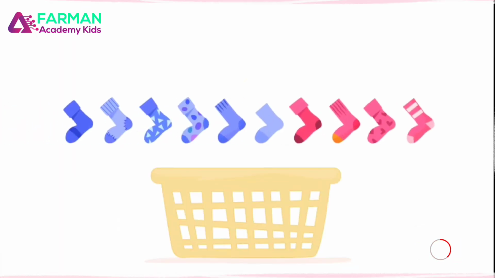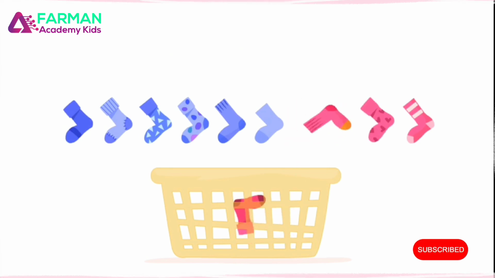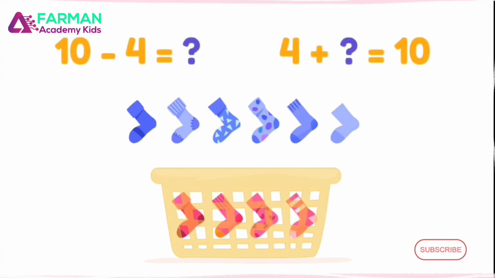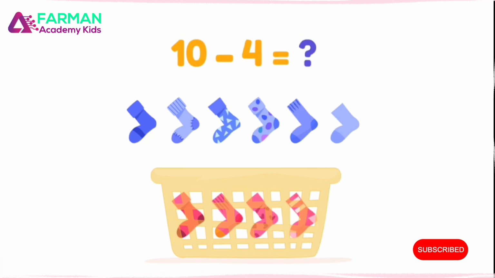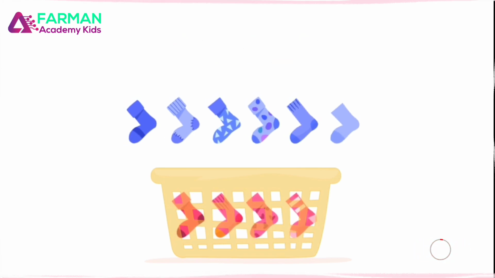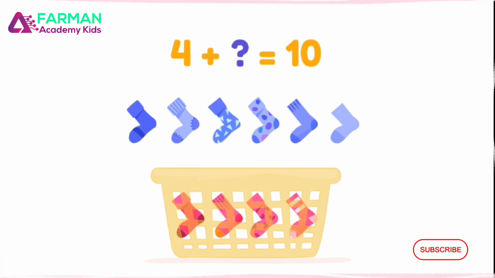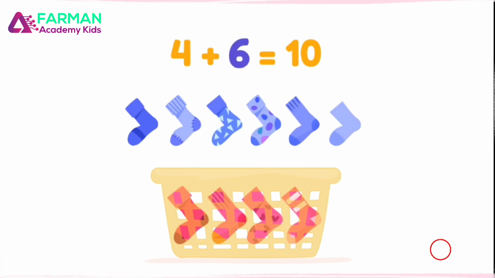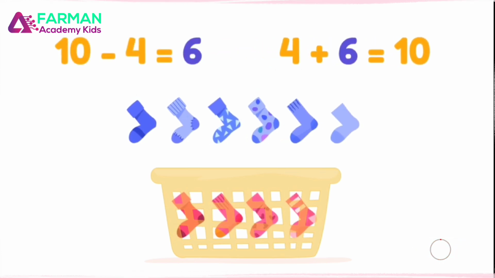There are 10 dirty, stinky socks in my room! I only put 4 in the laundry basket. How many socks are still in my room? Here's 2 ways to figure it out. We can use subtraction. 10 minus 4 is 6. Or I can use addition. 4 plus what equals 10? 4 plus 6 equals 10. So there are still 6 stinky socks. Whew! Ew!